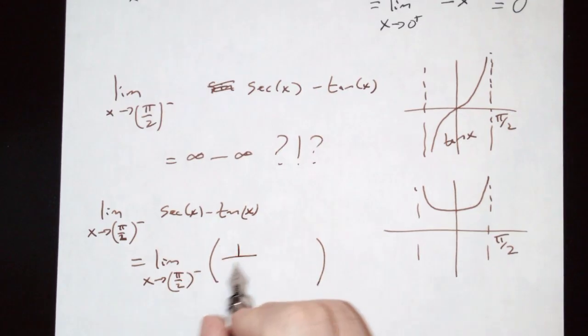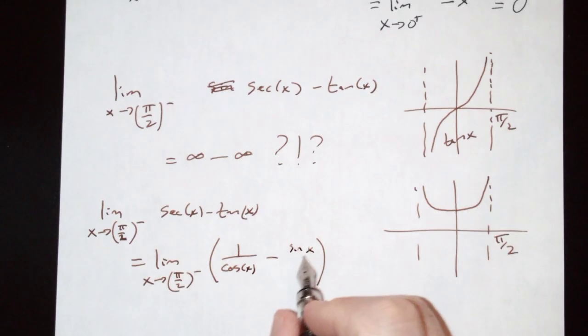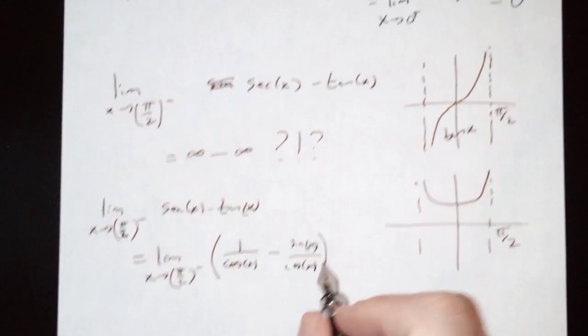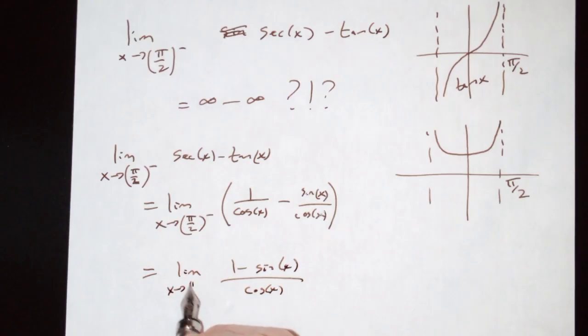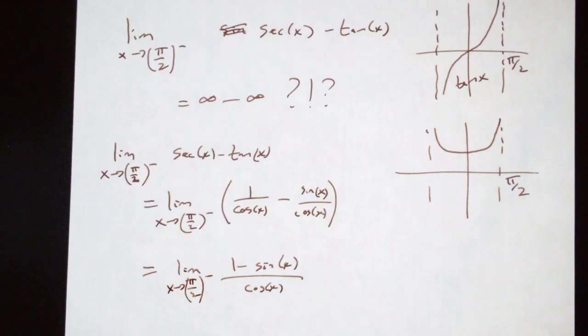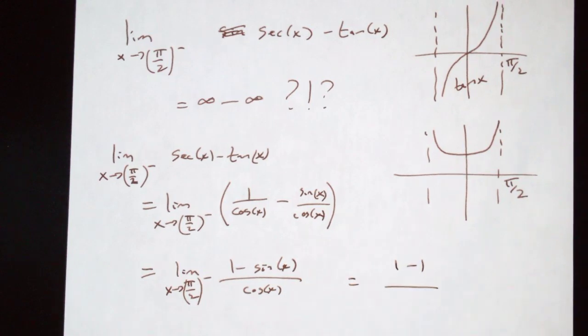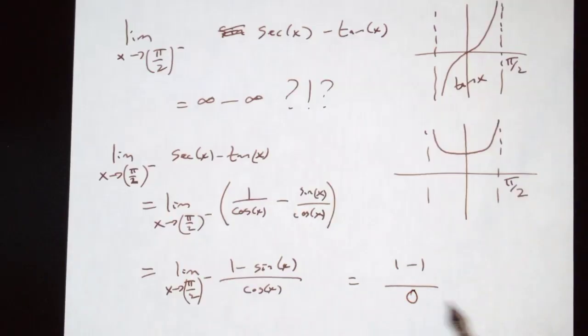Secant is 1 over cosine. Tangent is sine over cosine. Which means this is really 1 minus sine of x over cosine of x. Aha! Sine of pi over 2 is 1. So the top is 1 minus 1. Cosine of pi over 2 is 0.